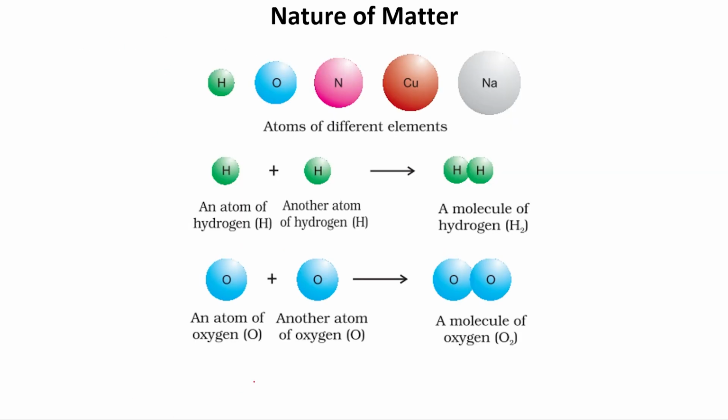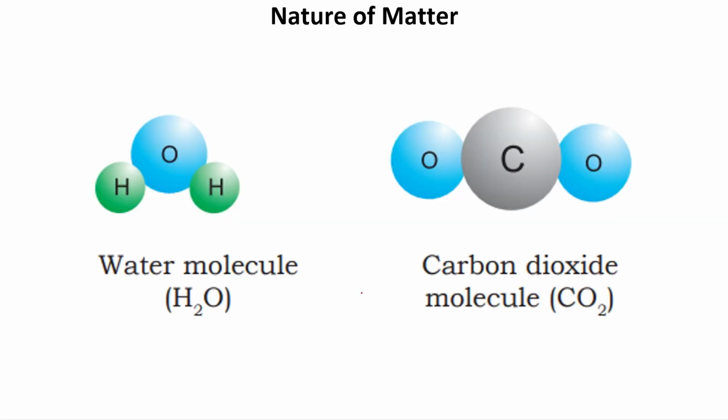I put up an illustration here to explain this element and compound thing. All of these are elements: hydrogen atom, oxygen atom, nitrogen, copper and sodium. If we take these atoms independently, they will make an element only. Now if you combine two hydrogen atoms and make one hydrogen molecule, it will also be an element, as the constituent particles are the same. Similarly, the oxygen molecule will have two oxygen atoms, and so it will be an element.